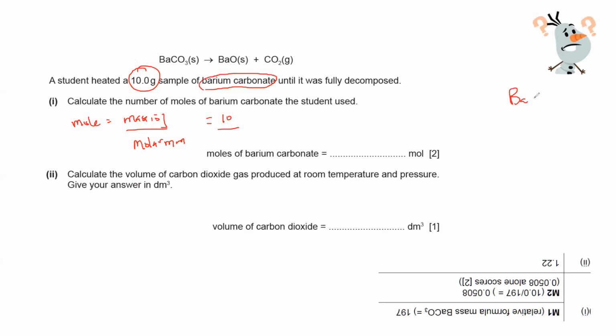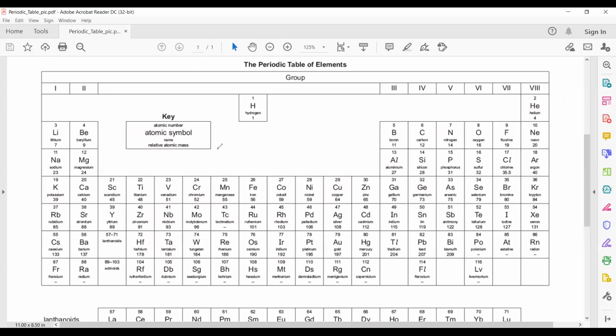Barium carbonate, BaCO3. What you have to do is use the periodic table. When you check the periodic table, we have to find the mass of barium carbonate. What is the mass of barium? 137. Because we want the total molecular mass of barium carbonate: barium is 137 plus carbon is 12 plus oxygen is 16, multiplied by 3. So 16 multiplied by 3 is 48, plus 12 is 60, plus 137, so the total will be 197. The total mass of barium carbonate will be 197.